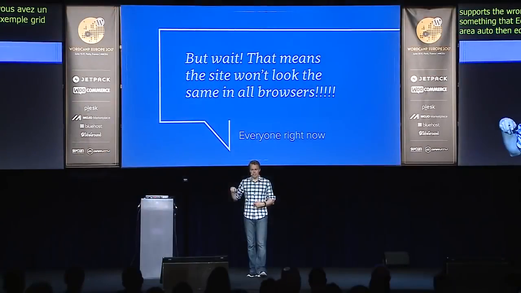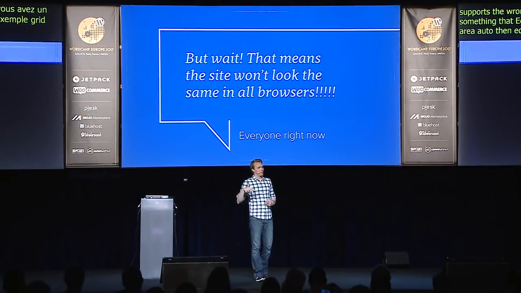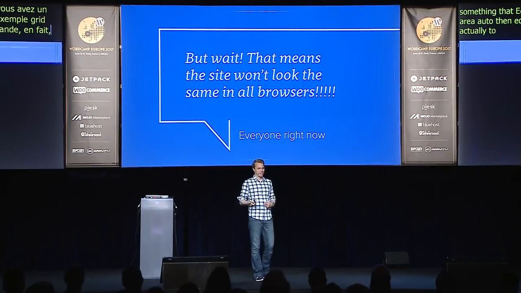So if you're testing for grid support in Edge, test for something that Edge does not support within the grid spec, for example, grid area auto. Then Edge won't try to run the grid. My recommendation here is actually to serve up the mobile experience on all browsers that don't support grid.